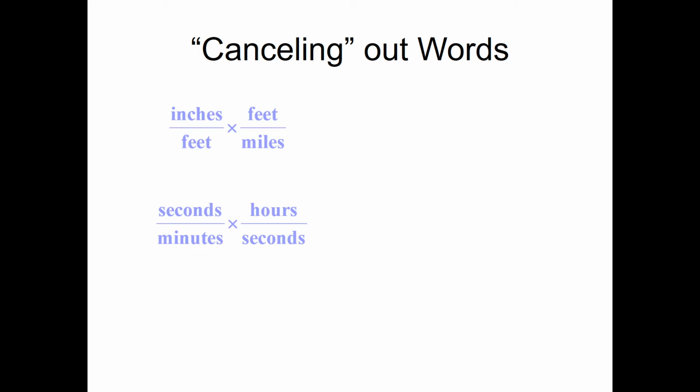So, for example, if you have inches per feet, feet per miles, whenever they multiply together, the feet will cancel each other out, giving inches per miles. If you multiply seconds per minute by hours per second, the seconds are going to cancel each other out, giving hours per minute.